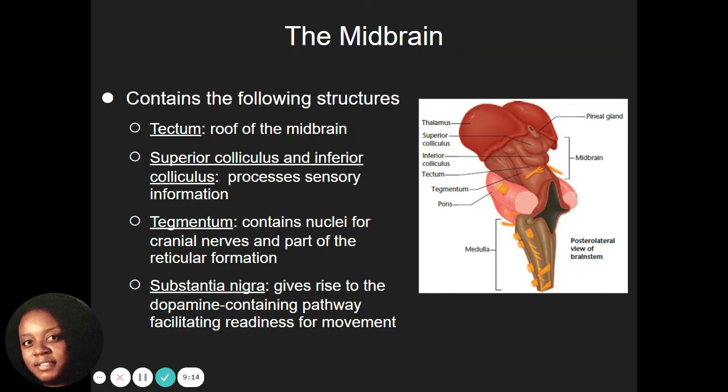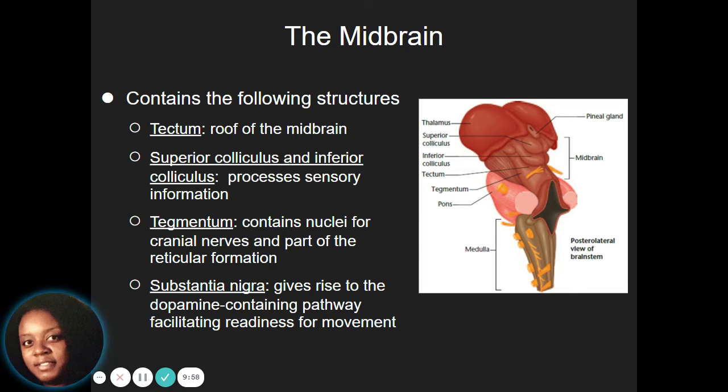The midbrain contains the tectum, both of the superior colliculus and inferior colliculus areas of the brain, the tegmentum as well, and the substantia nigra. Not everything is listed on this particular picture, but you can see various images in your textbook. So the tectum is the roof of the midbrain. It forms the roof of the middle part of the brain.